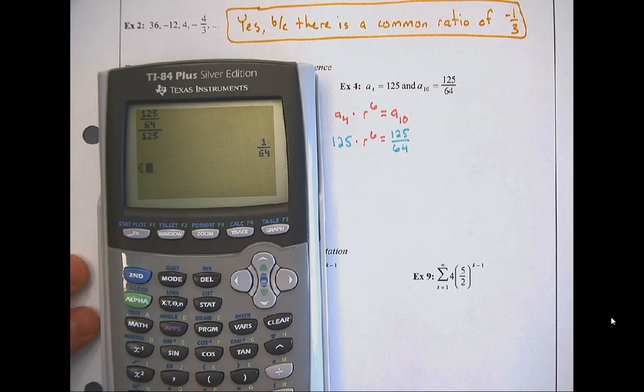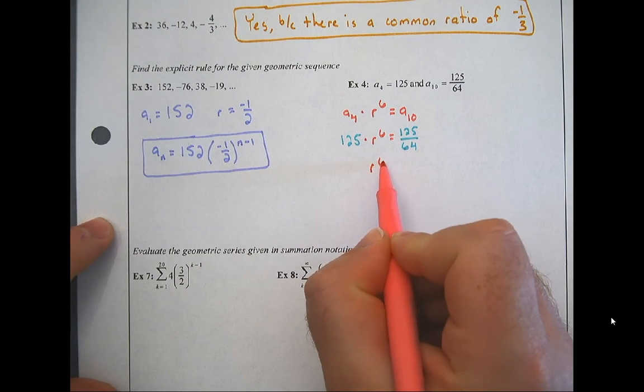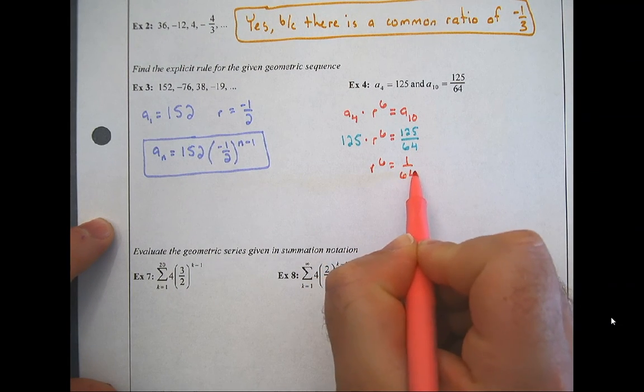Now let's say you did it with parentheses. 125 divided by 64 divided by 125. And you get this. Just frac it back. And either way, we get 1 over 64. So my equation now says r to the 6th equals 1 over 64.